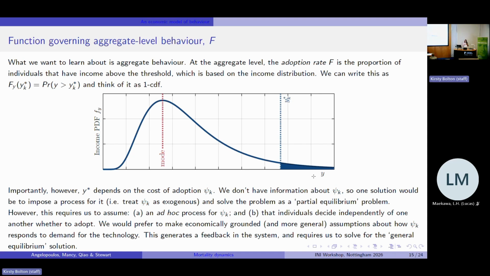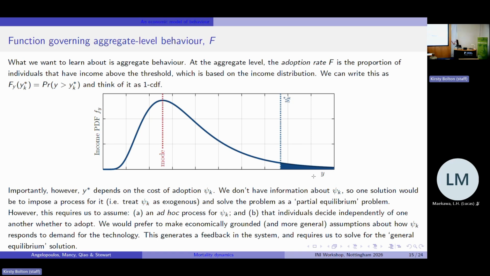Okay, so that was all the individual stuff. How do we sum all this up to the aggregate level? So the function governing aggregate level behavior we call F. What we really care about is this in a sense, because that's what our data on mortality are telling us. At the aggregate level, this adoption rate F is the proportion of individuals who have income above the threshold. And that's based on the income distribution.